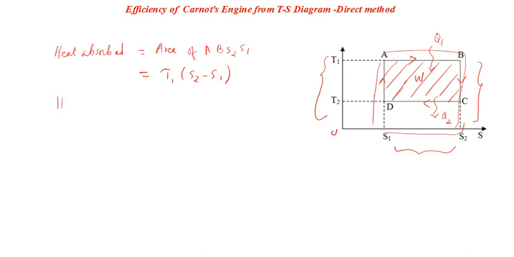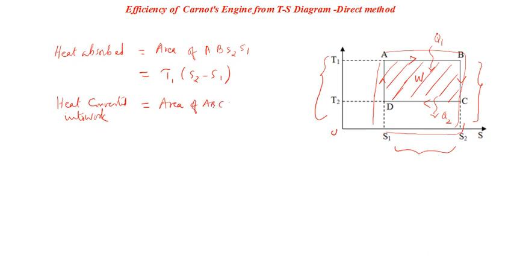heat converted into work, or the work done, in the TS diagram. How do you get it? That is nothing but the shaded area, the area of the rectangle ABCD.